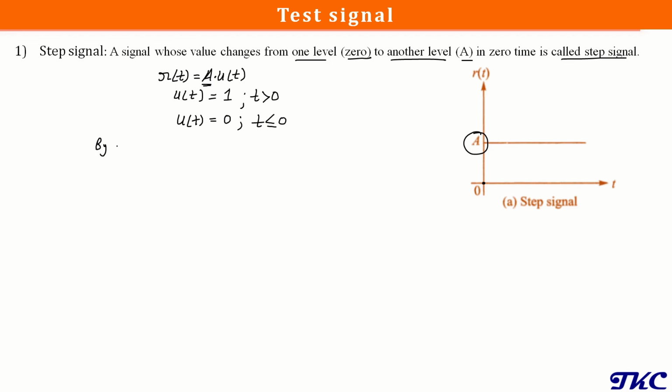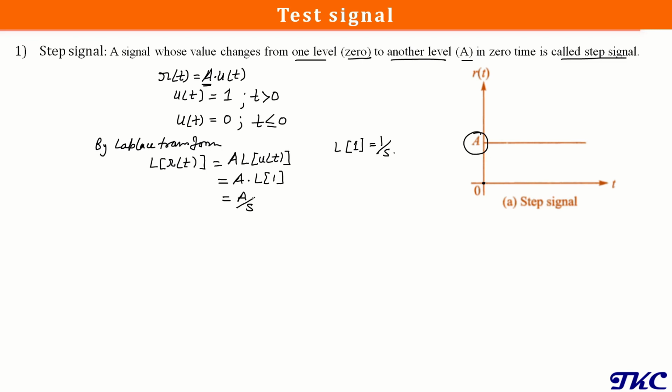Now let's convert this time domain function into the frequency domain by applying the Laplace transform. We have Laplace of r of t equal to Laplace of a into u of t. Since a is a constant, we can take it out and we have Laplace of u of t. As u of t is 1 when time is greater than 0, substituting that, it is a into Laplace of 1, and we know that Laplace of any constant, that is 1, is equal to 1 by s. So we can write a by s. Here this a by s value represents the step signal, and we write it as r of s.